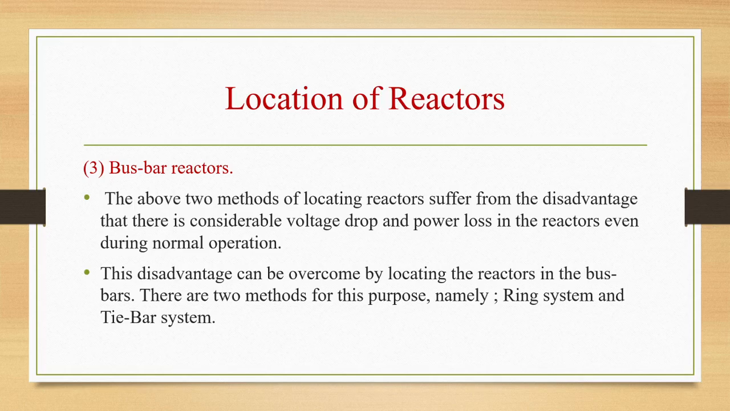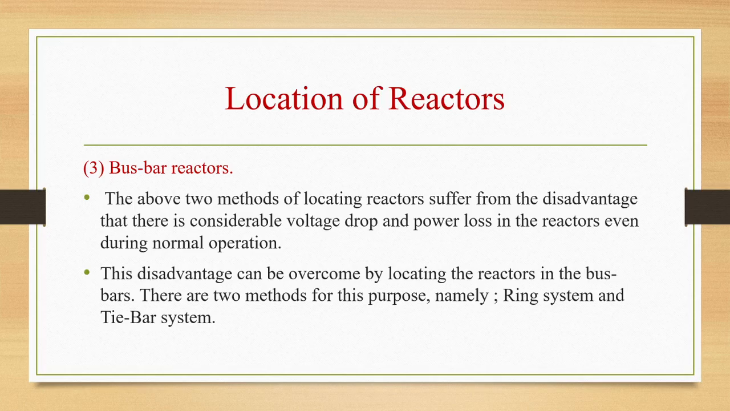So this disadvantage can be overcome by locating the reactors in the bus bars. So now what are we doing? There are three main things: generator, feeder and bus bar. We have seen keeping the reactors in series with the generator, and keeping the reactors in series with the feeder. But both have a disadvantage that during normal operation, there will be some voltage drop and power loss in the reactors. So we are overcoming these disadvantages by using another reactor, that is the bus bar reactor.